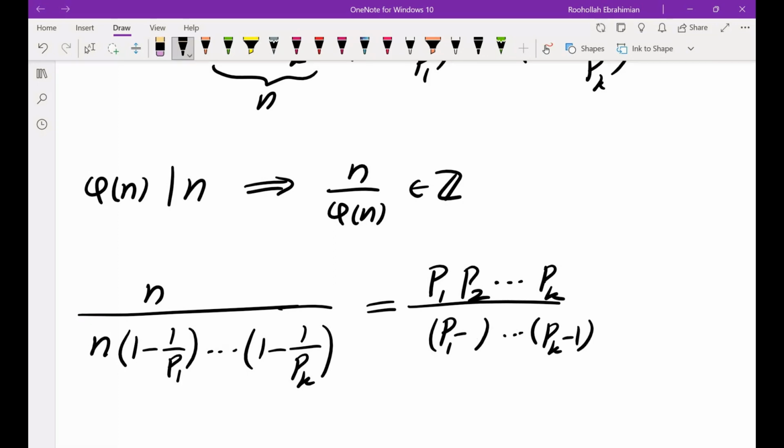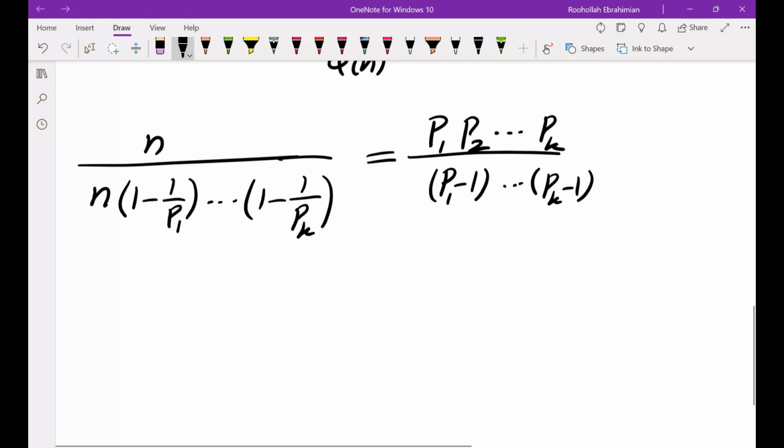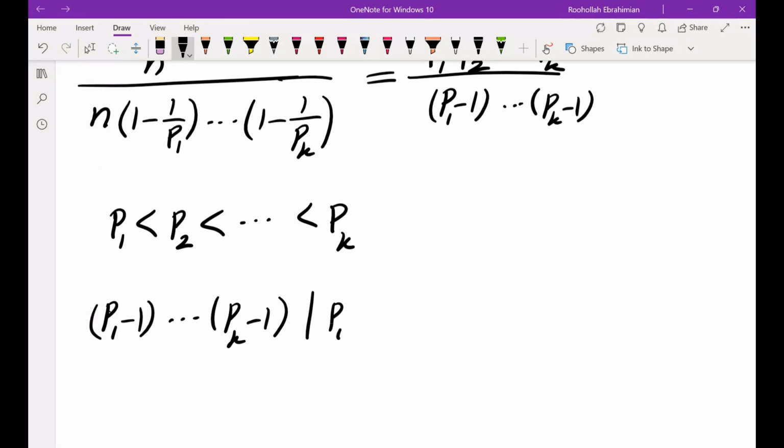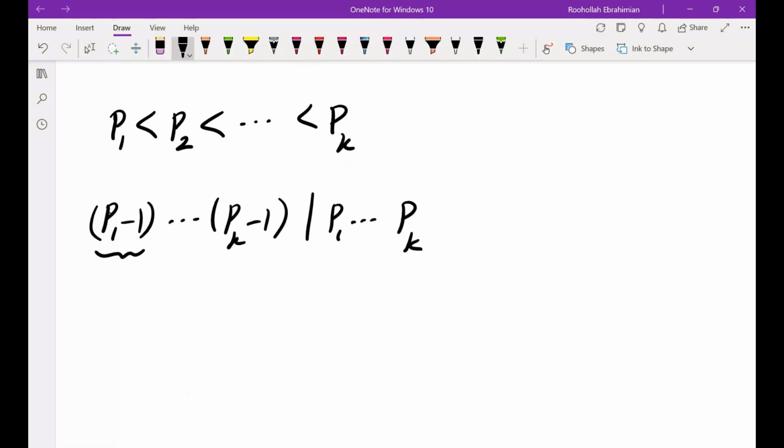And let's assume that p1 through pk are in increasing order. So let's say p1 is less than p2 less than pk. So what I need is p1 minus 1 all the way to pk minus 1 to divide the product of p1 through pk. Now, one thing becomes pretty clear here. If you look at p1 minus 1, p1 minus 1 is less than every prime on the right.